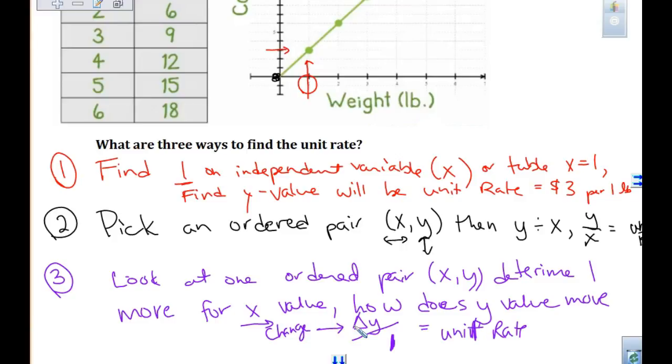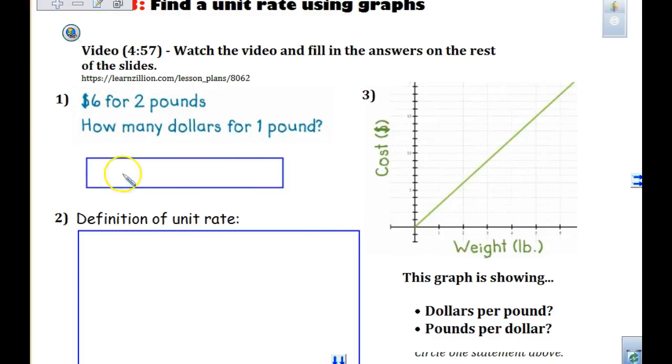And how would you find the change in y? What does change usually mean? Are we adding, subtracting, multiplying, dividing? What do you think of for changing? If I'm going to find the change from here to here, what am I going to do with these two values? I'm going to probably subtract them. So usually change is going to be subtraction, okay? I'm going to put this video on. As you are looking at this video, they're going to start here. You're going to answer these questions. You're going to circle which graph, if it's dollars per pound or pounds per dollar. We're going to put that definition of our unit rate. I'll come back to that in a few minutes after you've watched the video.